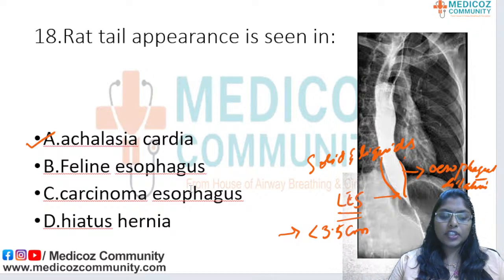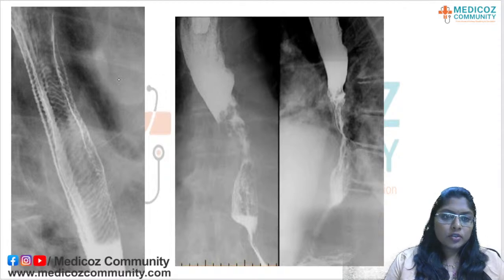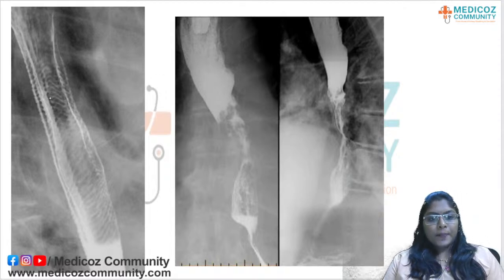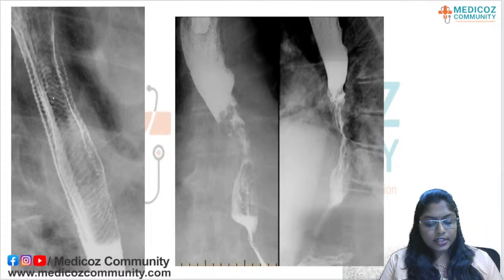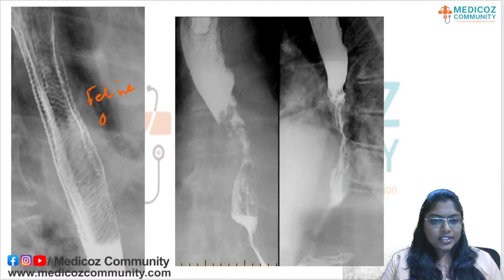So let us see about the other conditions as well. Here we are able to see continuous folds, 1 to 2 mm thick, running horizontally around the entire circumference of the esophageal lumen. Right? So this is looking like a feline esophagus. This is because of chronic GERD.